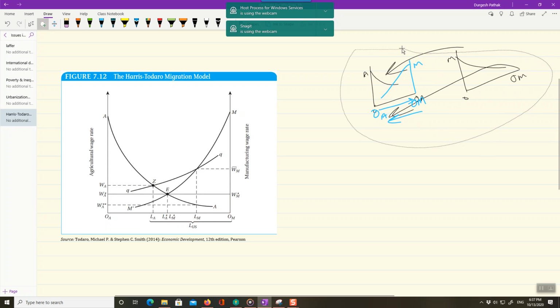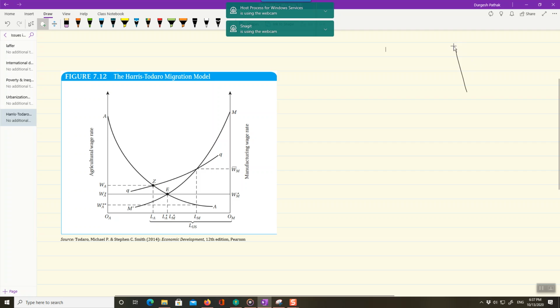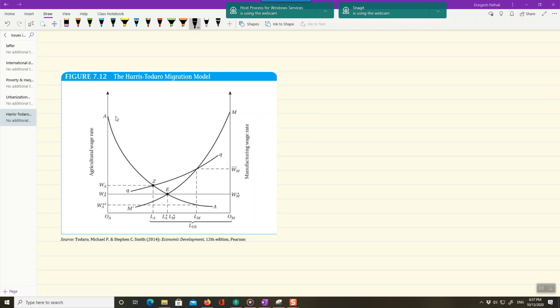So let's remove this thing now. Okay. Now, what is happening? So let's see. This A is the agricultural labor demand schedule. You can see that at different wage rates shown here, you will demand different amounts of agricultural workers. This is the schedule for manufacturing, this MM dash, and this shows at what wage rate in the manufacturing sector how many laborers will be demanded there.